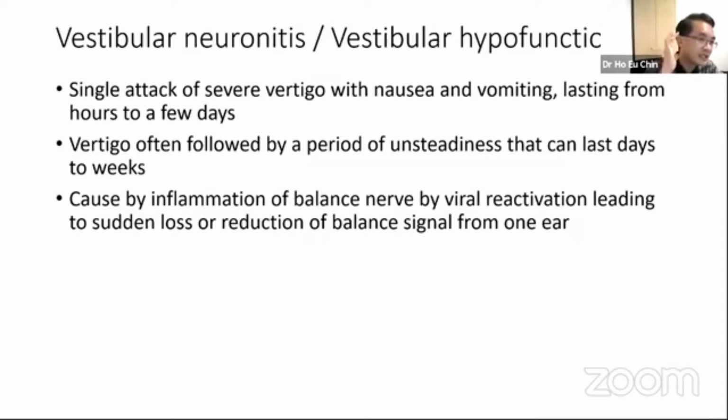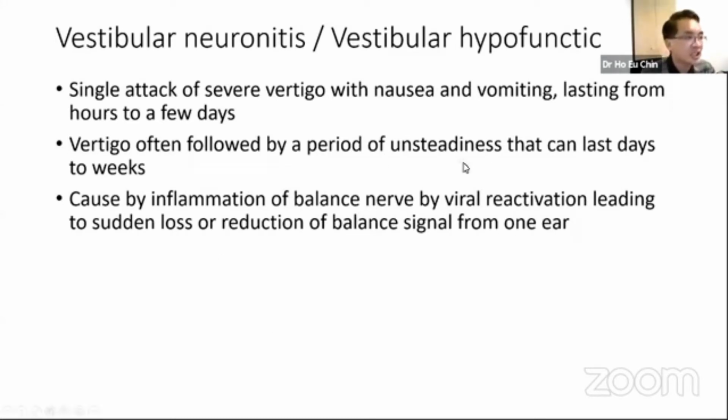The balance nerves are the nerves that carry the signal from your balance organs to the brain. It comes from a reactivation of a virus that is sitting in a certain part of the nerve cell, and whenever your immune function is low, the virus gets reactivated, the nerve gets swollen, and because the balance nerve runs in a bony canal, when the nerve becomes swollen, it compresses itself, it stops the blood flow, and the nerve stops working. It doesn't send the signal anymore.